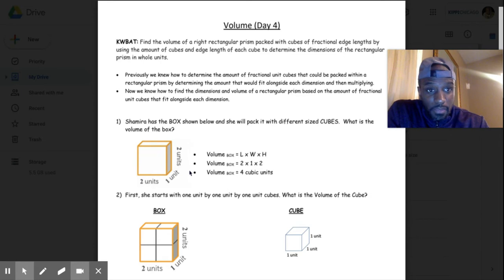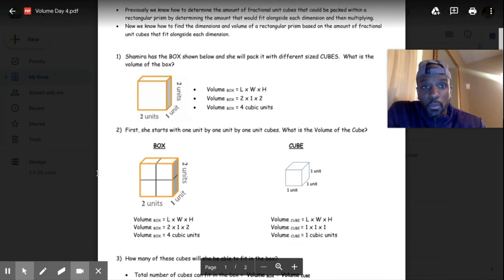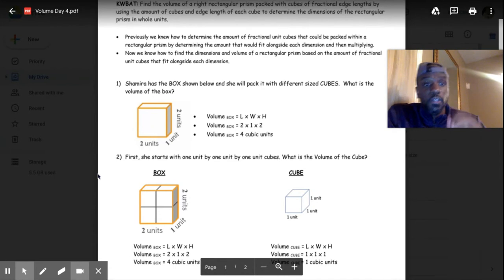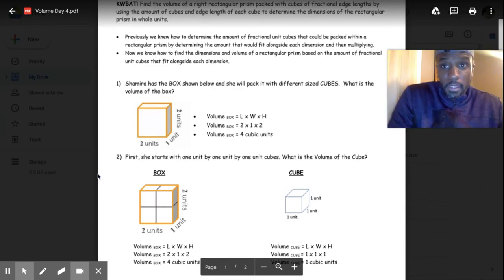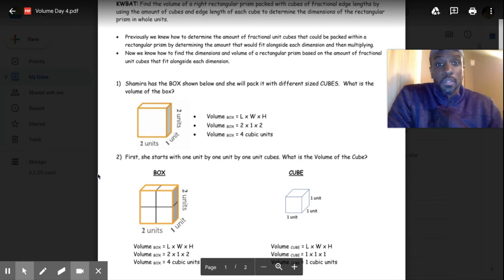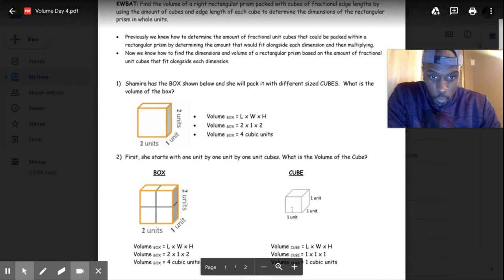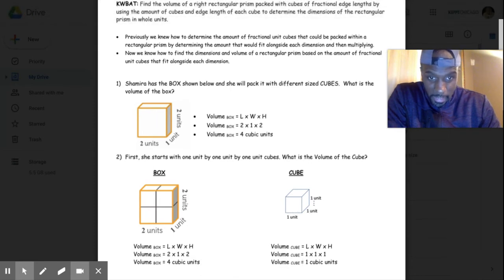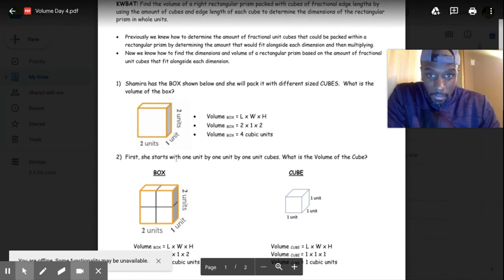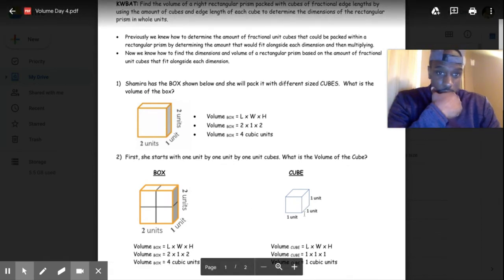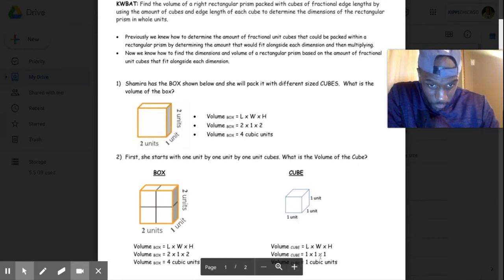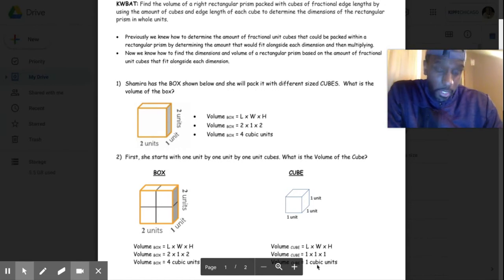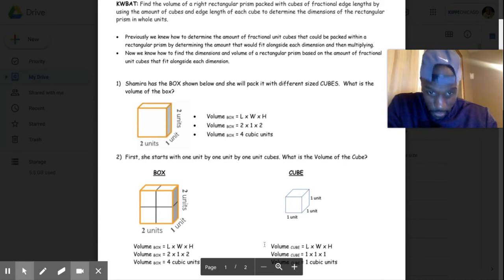Now that we know that, we need to fill this up with cubes that are smaller than the box. Here we go. It says first she starts with a 1 unit by 1 unit by 1 unit cube. As you can look over here, you see a cube that is 1 unit in length, 1 unit in width, and 1 unit in height. So we have our box up here, and now we're going to fill this box up with tiny cubes. So what is the volume of the cube? Well, the volume of the cube is 1 times 1 times 1, which is 1 cubic unit.